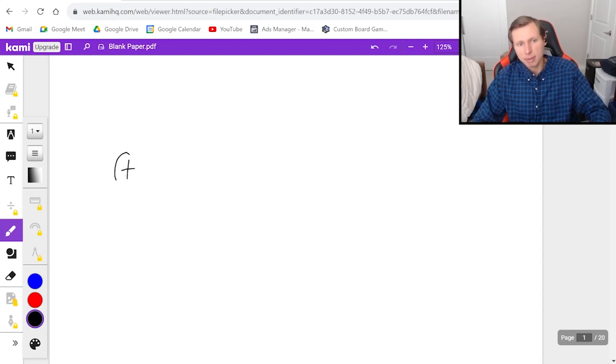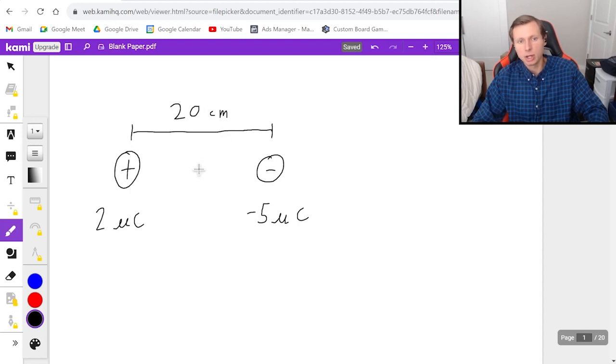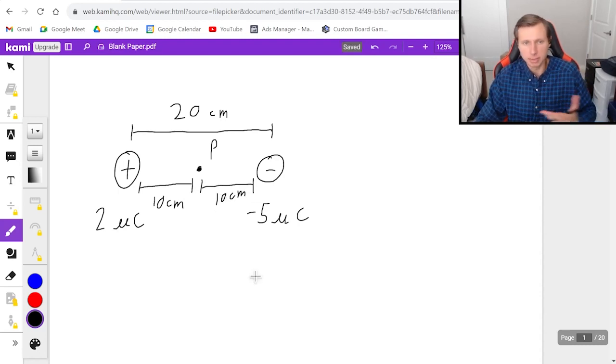So let's say I have a positive charge over here, 2 microcoulombs, and a negative charge over here, negative 5 microcoulombs. And what I would like to know is, if these charges are separated a distance of 20 centimeters, what is the electric potential right here, halfway in between these two charges. In other words, if they're halfway, it means it's 10 centimeters on both sides. And so how would I find the potential for this problem? It's simple. First we have to use the equation for the positive charge here. Then we will add that answer to whatever we get for the negative charge.